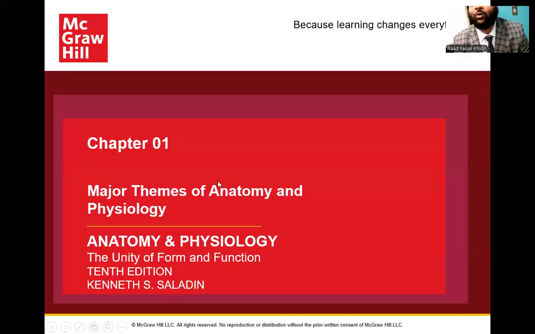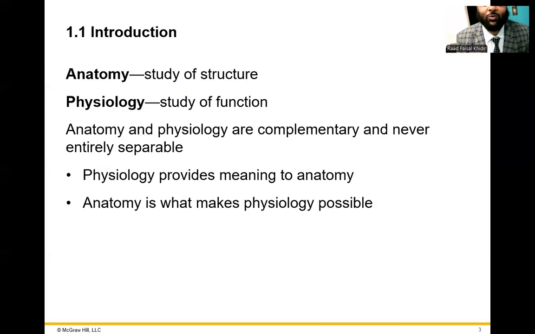So today we're gonna go over the major themes of anatomy and physiology in this unknown college, this mysterious college that nobody's gonna know about. Okay, so we're gonna study the difference between anatomy and physiology. Anatomy is the structure, physiology is the function. Anatomy and physiology are inseparable. The anatomy is dependent on the physiology, and the physiology is dependent on the anatomy.